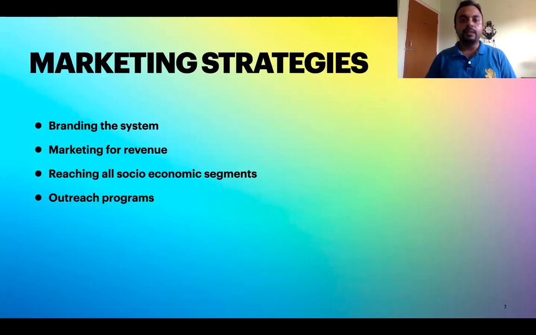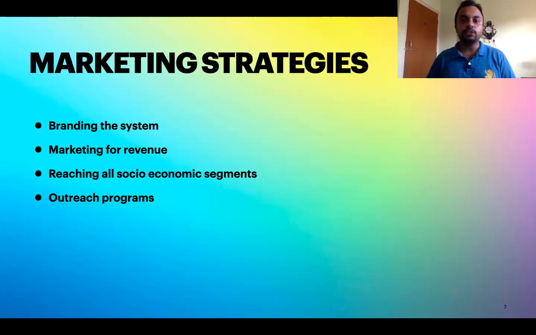So what are the marketing strategies? I have already discussed some of the strategies, but again to name them. One is branding the system, marketing for revenue. Marketing for revenue means, for example, you will see that there are many city buses or taxis that provide advertisements of various other brands. For example, you may see in some taxi or some bus, some logo of Airtel. So Airtel is paying money to that particular city bus or auto rickshaw or taxi. That is a marketing strategy to earn revenue.